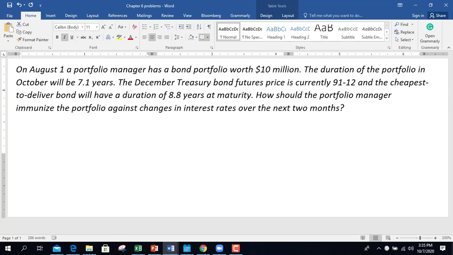Okay, so let's move on to the next one. So what are they saying? On August 1st, a portfolio manager has a bond portfolio worth $10 million. The duration of the portfolio in October will be 7.1. The December Treasury futures is currently 91-12. The cheapest to deliver bond has a duration of 8.8. How should the portfolio manager hedge his risk over the next 2 months? So how to do that?